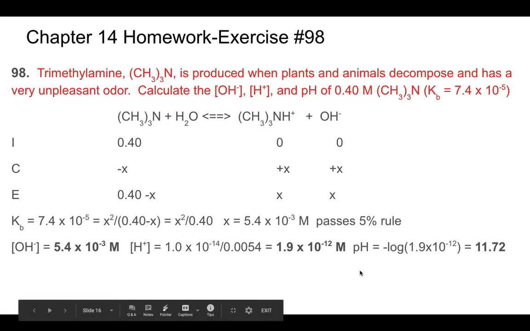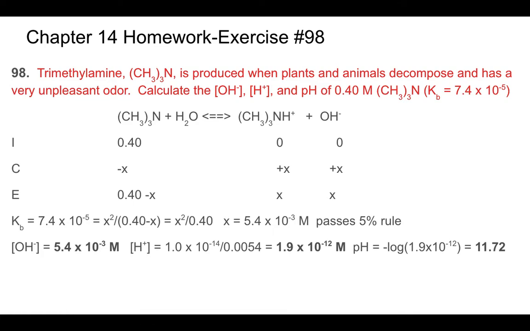Now we have a weak base problem. Trimethylamine. It's produced when plants and animals decompose, and it's one of the things that makes them smell. What's your OH minus, your H plus, and your pH if you have 0.4 molar methylamine with a Kb of 7.4 times 10 to the minus 5th? I set up the ice table: 0.400, 0, 0, minus x, plus x, plus x, 0.4 minus x, x and x. Set it equal to Kb, drop the minus x. X equals 5.4 times 10 to the minus 3. It passes the 5% rule.